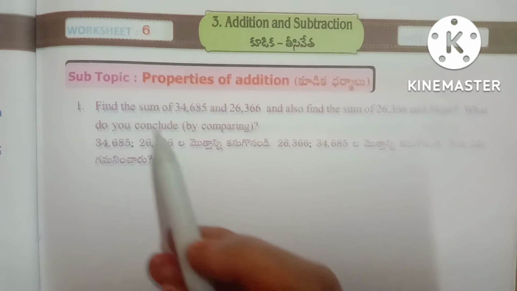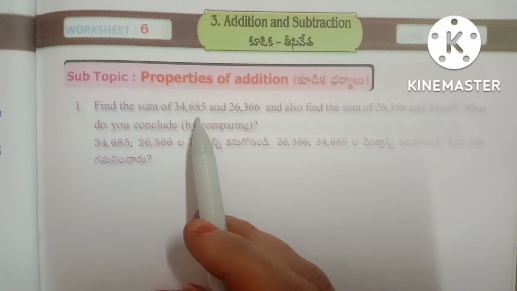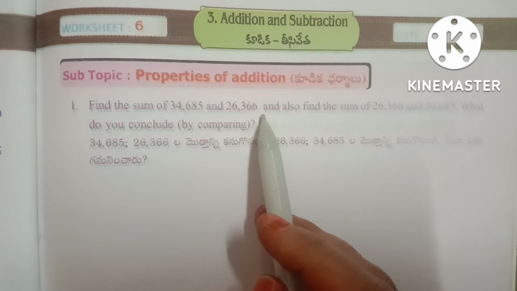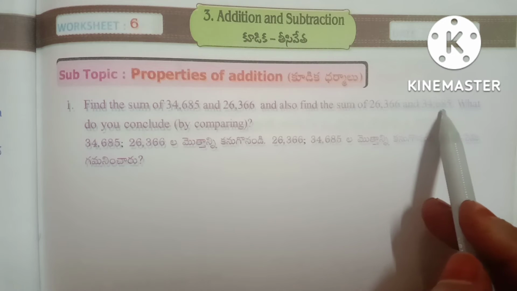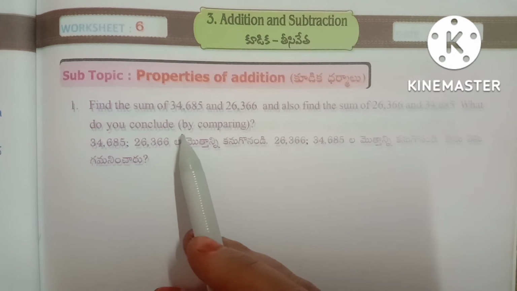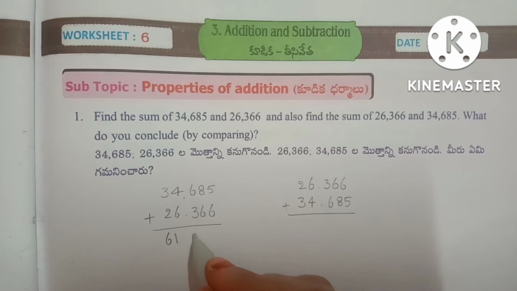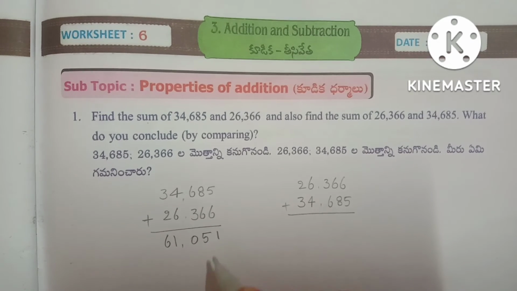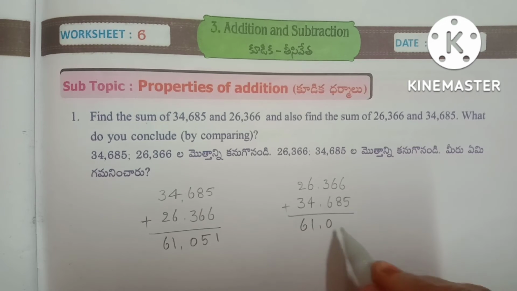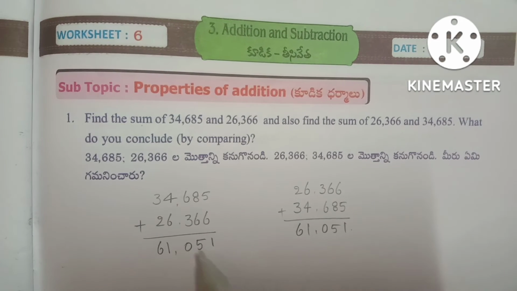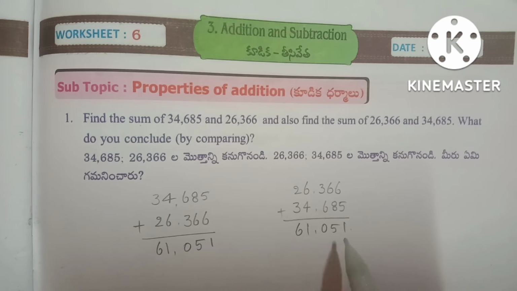Next, worksheet number 6, subtopic properties of addition. First question. Find the sum of 34,685 and 26,366 and also find the sum of 26,366 and 34,685. What do you conclude? When we add these numbers, we get 61,051. Here also 61,051. Here, if we change the order of these numbers, the result is same.